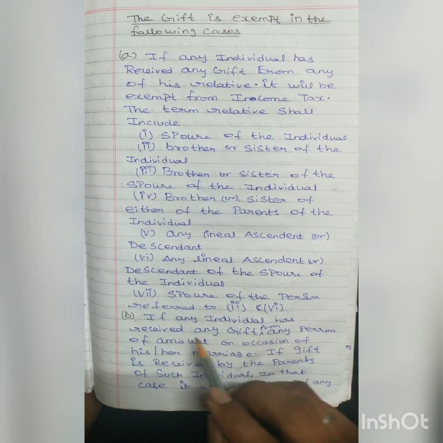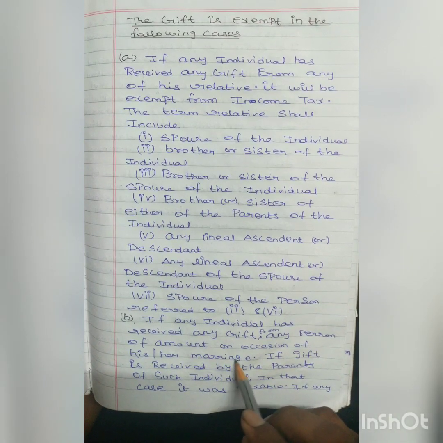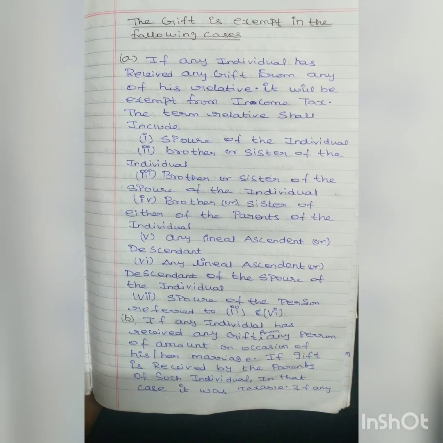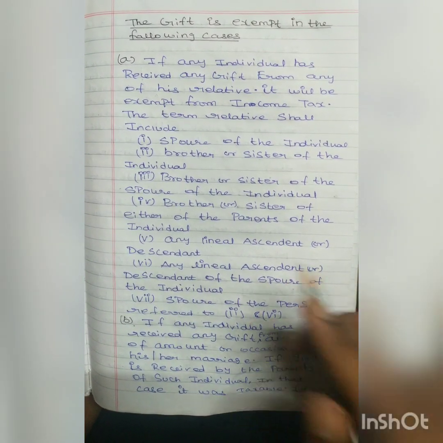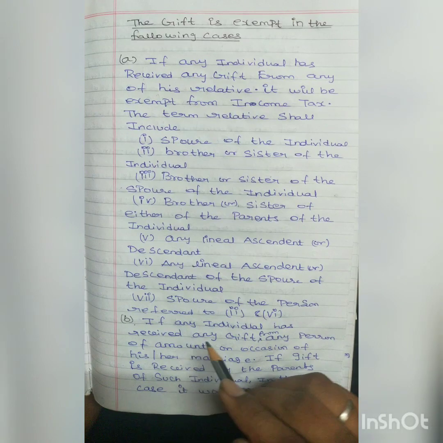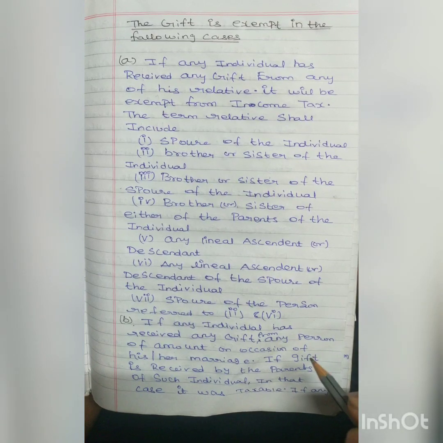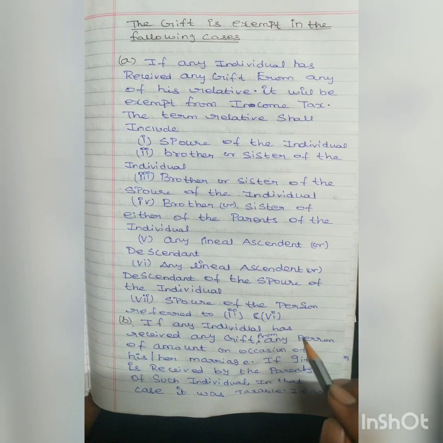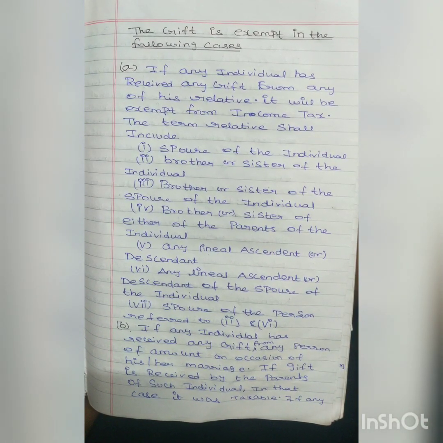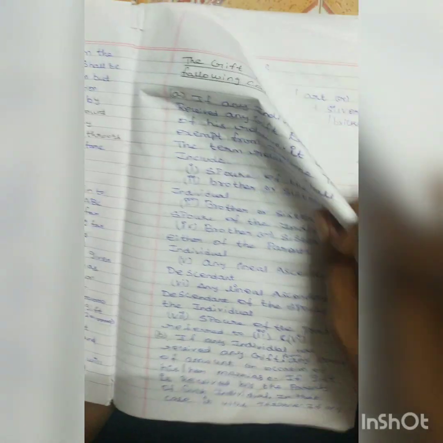If any individual has received any gift on the occasion of his or her marriage, only on the occasion of marriage, if any person receives from any person, it will be exempt. The above situation is whenever we are receiving from a relative, it will be exempt. From any person on the occasion of marriage only, it will be exempt. If the gift is received by the parents of such an individual, in that case it will be taxable. So the person who is getting married should receive the gift. If the person's parents receive the gift, it will be taxable.